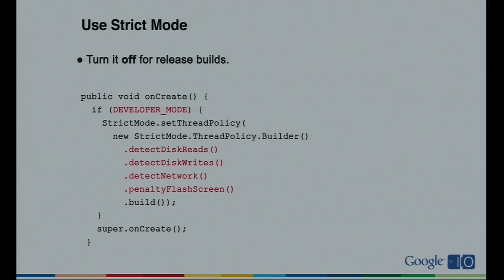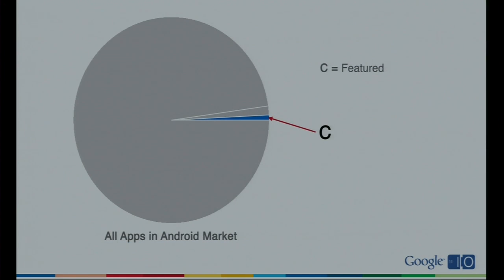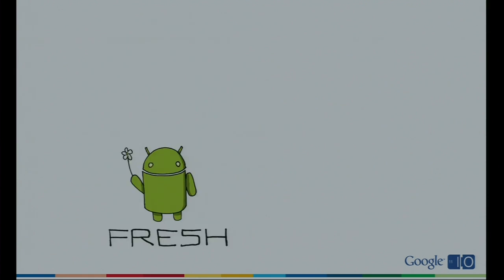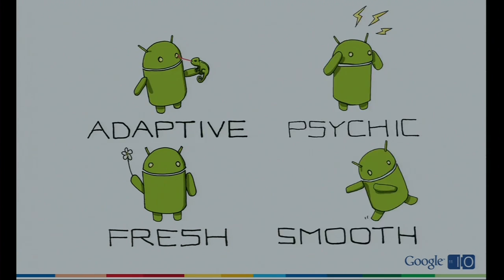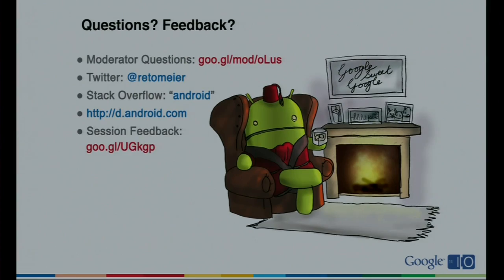So that's it. That's all of the extra attributes I wanted to go through today. Hopefully, I've given you enough information so that most of you guys in this piece of the pie can become this piece of the pie. And hopefully, you'll be able to come away with some ideas of how to make your applications fresh, psychic, adaptive, and smooth. Thank you very much.